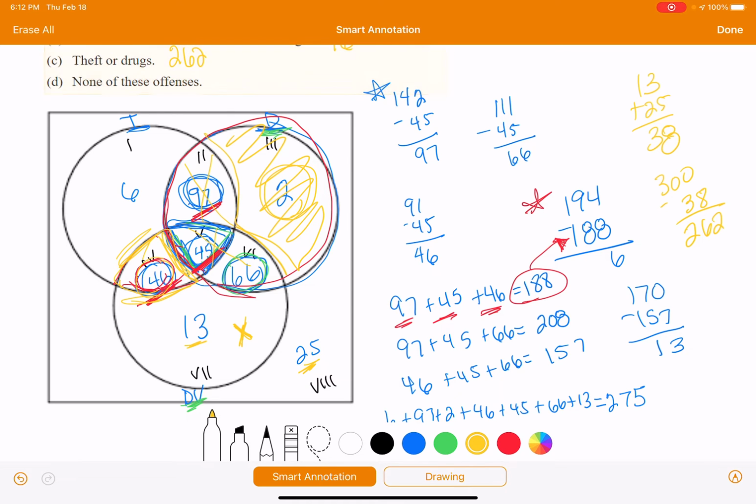And then it says the total for none of these offenses. Well, that was only 25 inmates who were surveyed, who haven't been arrested for any of those offenses. And those are the people outside of our Venn diagram.